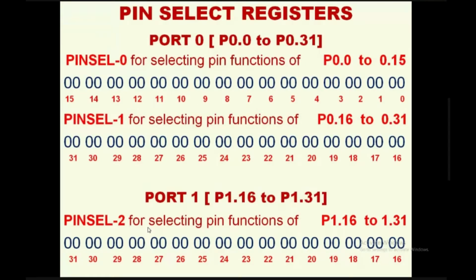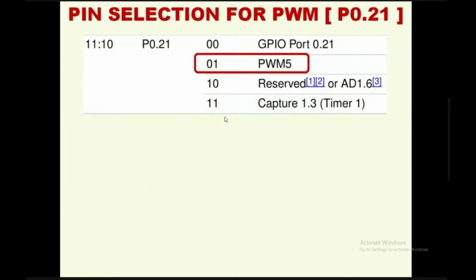So in our case, we are using a buzzer which is P0.21. If you see here, this is P0.21. So we have to configure P0.21, which is actually GPIO, as a PWM pin. For that we are supposed to use pin cell 1. Here you see, P0.21 can be in 4 different possibilities, right? It can be used as a GPIO pin, or it can be used as a PWM5 pin, or it can be used as a capture pin, and the 11 is reserved.